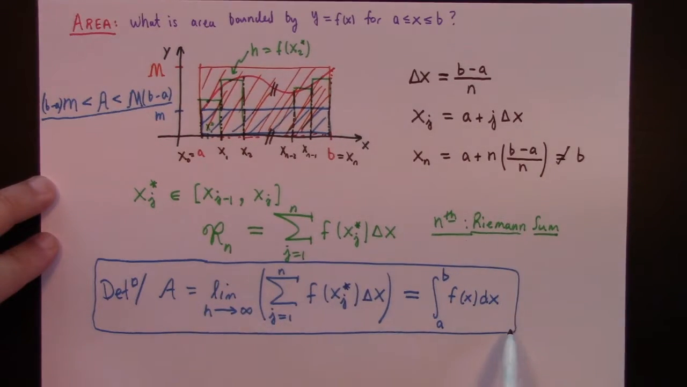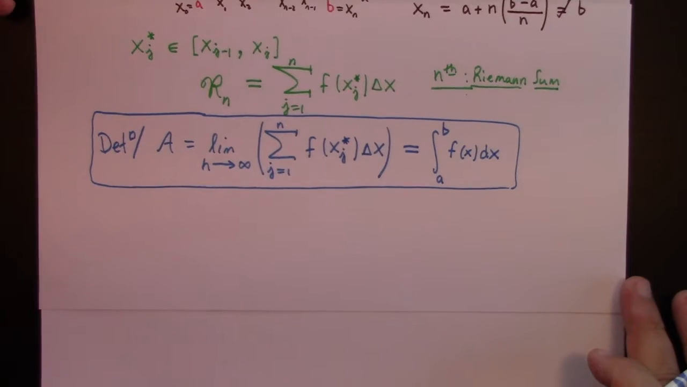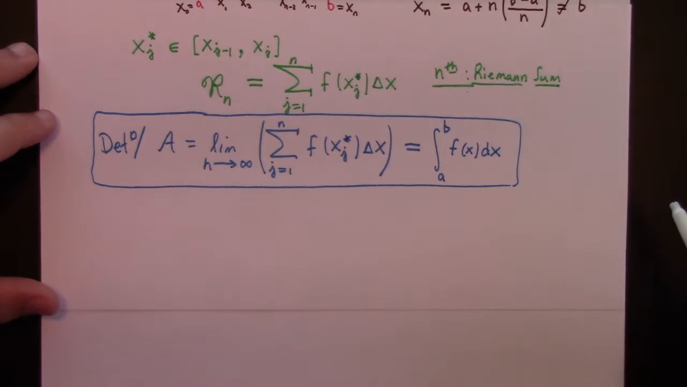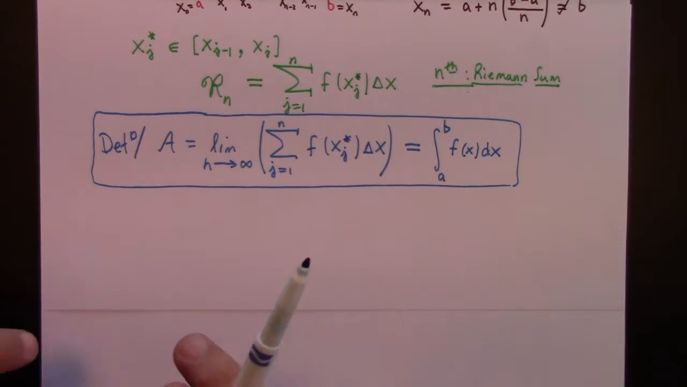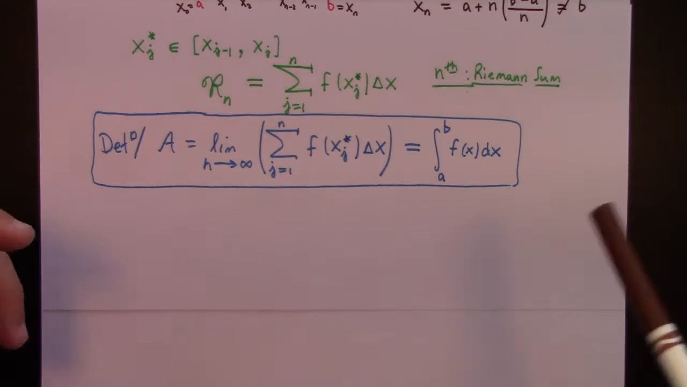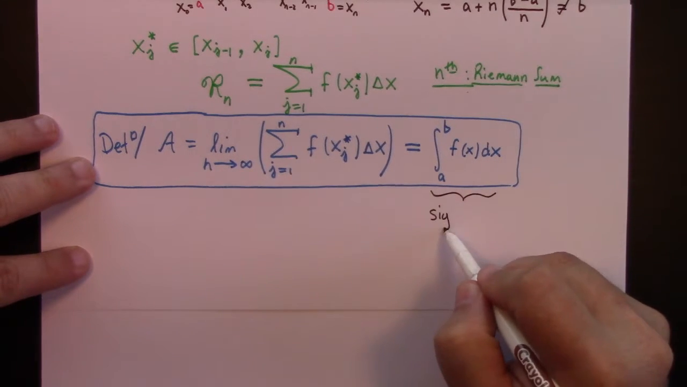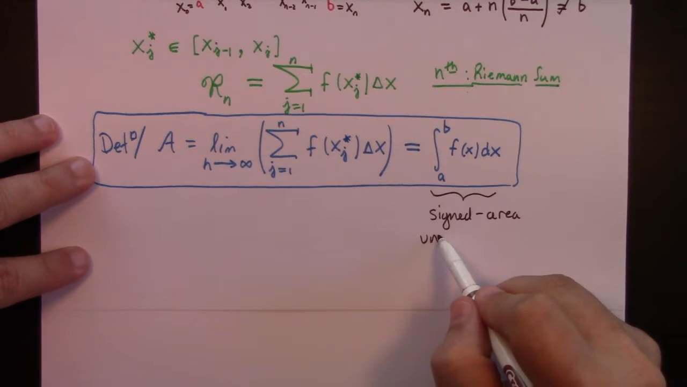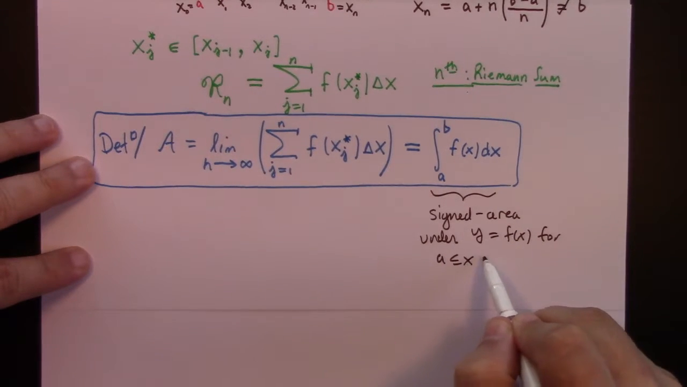Now, on the flip side of things, I tried to motivate this using a positive function, but it's fairly clear that this formula still makes sense whether f is positive or negative. What does it do? It just counts area that appears under the x-axis, quote-unquote area, as negative area. Some people would like to say, and I guess I'm one of them, that this actually calculates what you might call the signed area under y equals f of x for a less than or equal to x less than or equal to b.